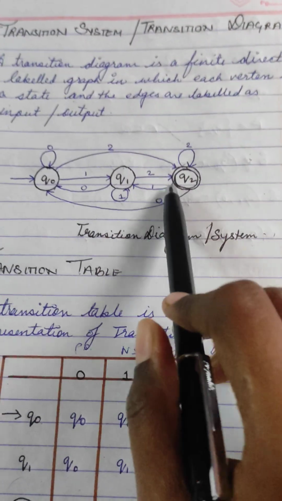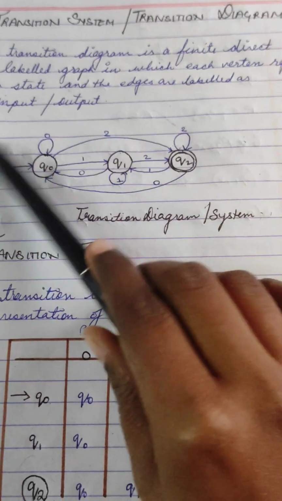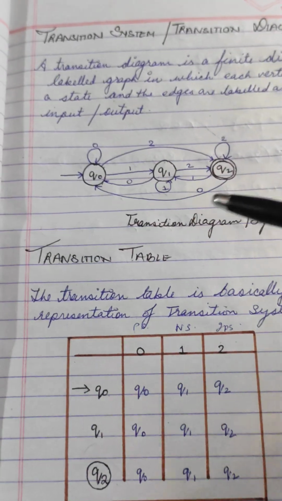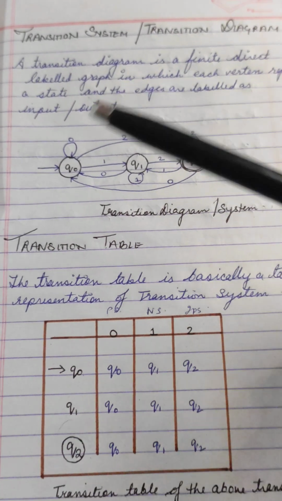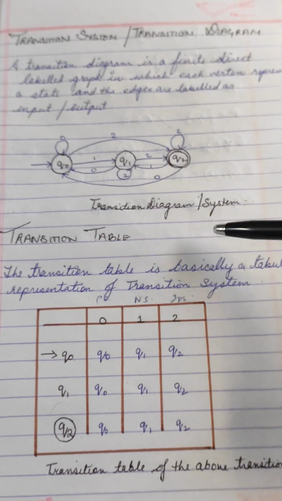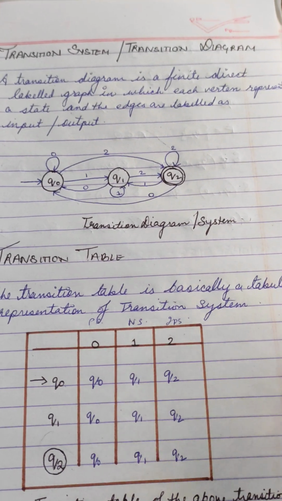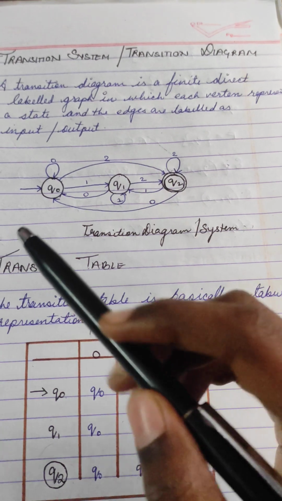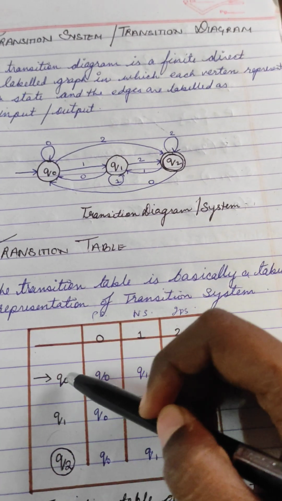Now we make a table of the transition system. So how will we do the transition? What is the transition table? The transition table is basically a tabular representation of the transition system. This table is made like this.